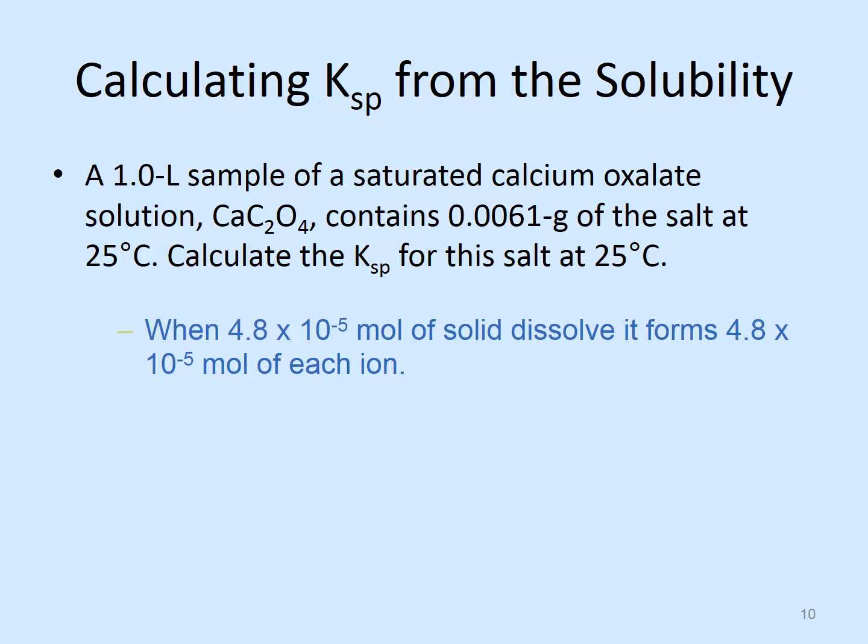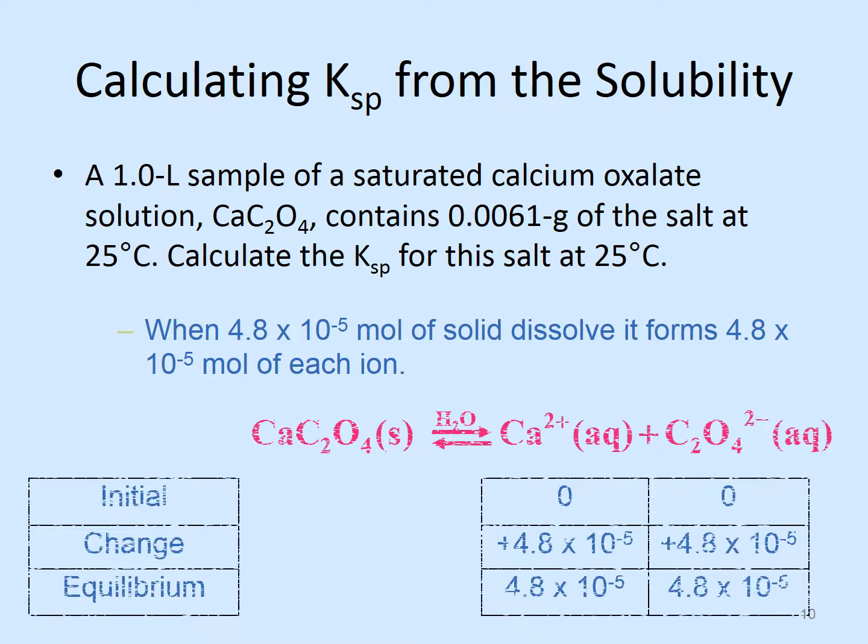Now we can set up the ICE chart. When 4.8 times 10 to the minus fifth mole of the solid dissolves, it will form 4.8 times 10 to the minus fifth moles of each ion. This is because it's a 1-to-1 ratio in this case, so be really careful with your coefficients. If we set up the ICE chart, we can see that if the solubility is 4.8 times 10 to the minus fifth moles per liter, that's how many of the calcium oxalate will break up. That's how much of the calcium there will be in solution, and how much of the oxalate there will be in solution.